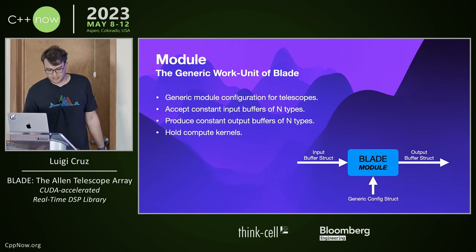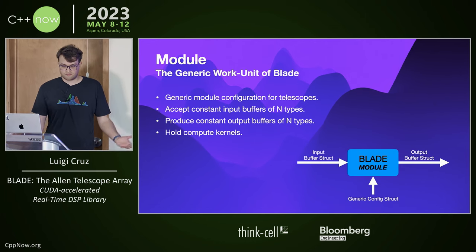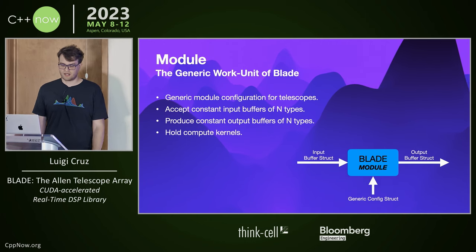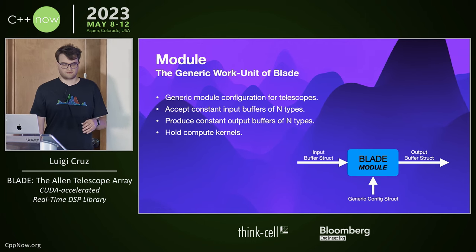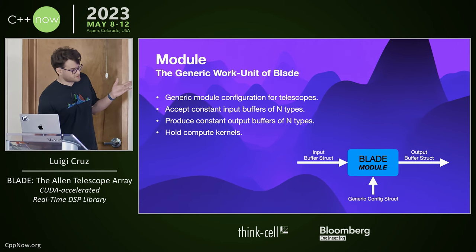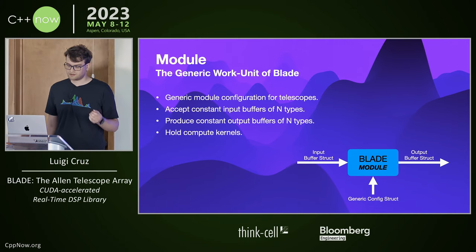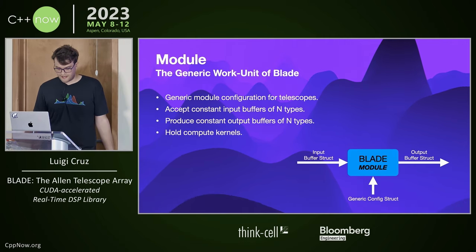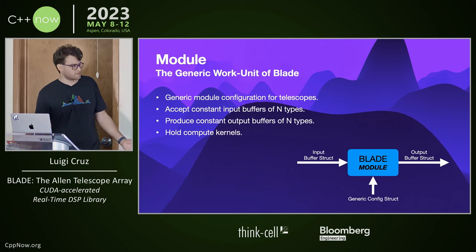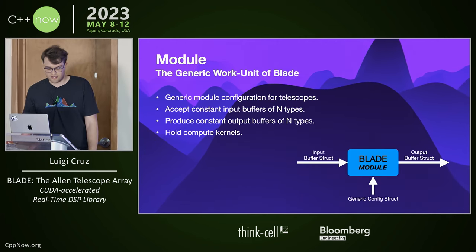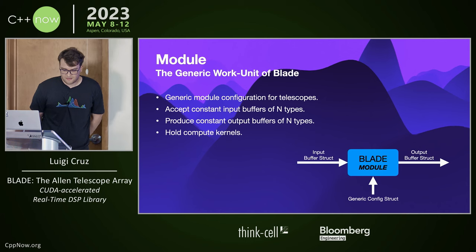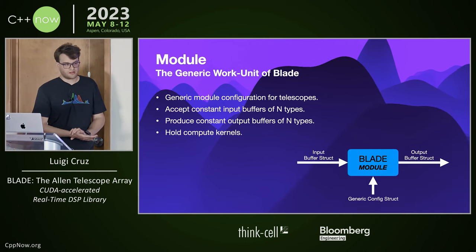With Blade, we need to support multiple telescopes, and it wouldn't be a great experience for the developer if your code that does beamforming, a very generic operation, doesn't work on your telescope because the module was written for another telescope. So these three structs provide a generic way to program your module, and your module can be reused on another telescope. And this is coming in handy because we are preparing to deploy Blade on the VLA in New Mexico, the Very Large Array from the movie Contact. After the module is initialized, it will be ready to emit a CUDA kernel ready for the pipeline.